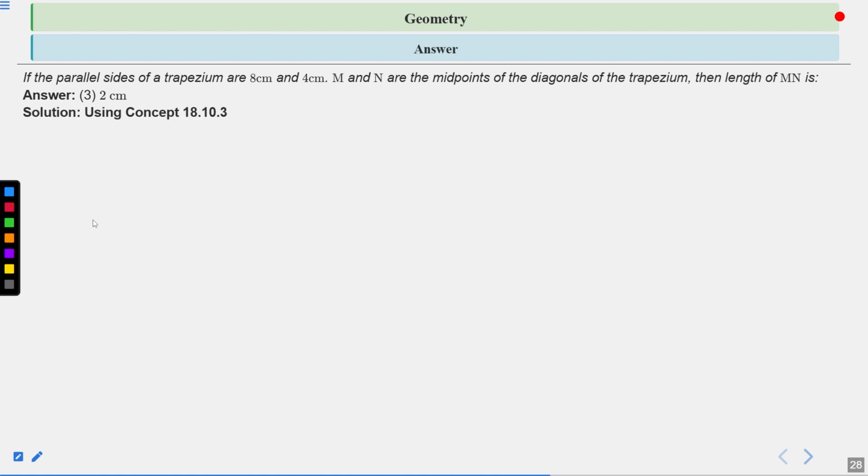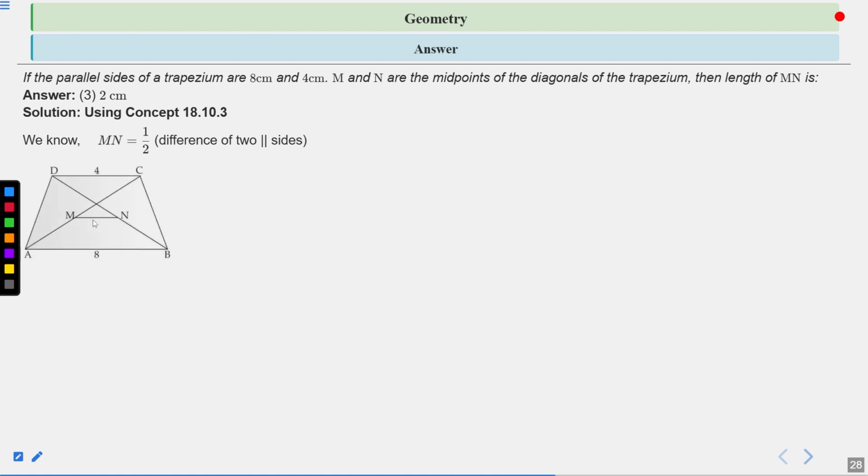Now see the detailed solution using concept 18.10.3 in this question. We know that MN equals half of the difference of the two parallel sides. So just put in the values. We can see in this diagram, the length of MN will become the difference of the parallel sides divided by 2. The parallel sides are 8 centimeter and 4 centimeter. So taking the difference between them and dividing by 2, we get the length of MN equals 1 by 2 times AB minus CD. So we can write it as 1 by 2 into 8 minus 4. So it will become 1 by 2 into 4, which equals 2 centimeter. So third one is the correct answer of this question. Next one.